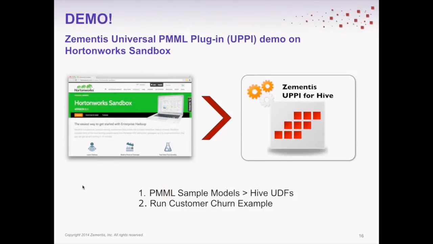But I think we've looked at many slides already, so why don't we take a quick detour and actually look at a demo of UPPI on Hive running on the Hortonworks sandbox, and just demonstrate how simple it is. Two steps: take your sample models, create Hive UDFs, and run. One of the examples we're going to look at is a customer churn model today. Again, this runs on a very small cluster.